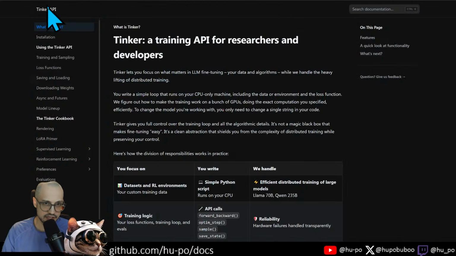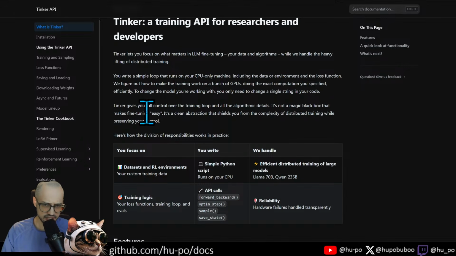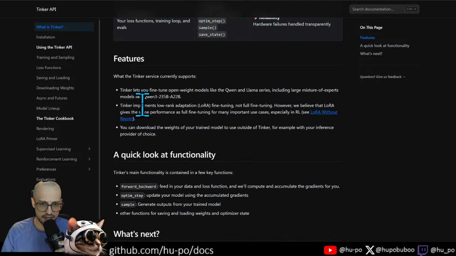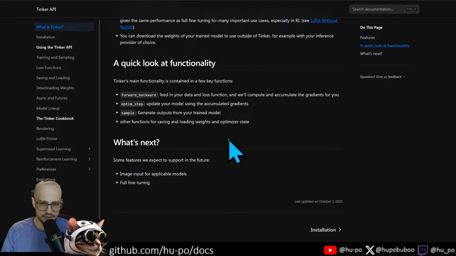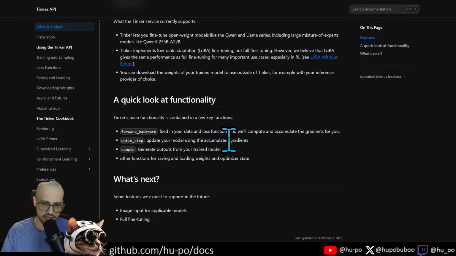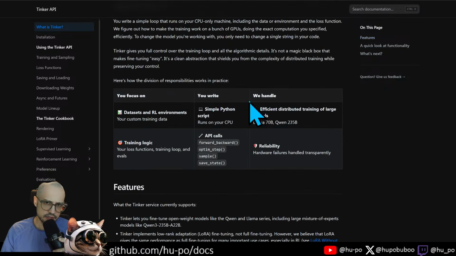So they released what they call the Tinker API, and Tinker is basically a way of LoRA fine-tuning, specifically the Qwen and Llama series, including large mixture of experts models like the 235B Qwen 3. So it's kind of interesting, maybe they're letting us peek behind the curtain of these frontier labs and see what the people at these frontier labs have learned. So I think it's kind of interesting.